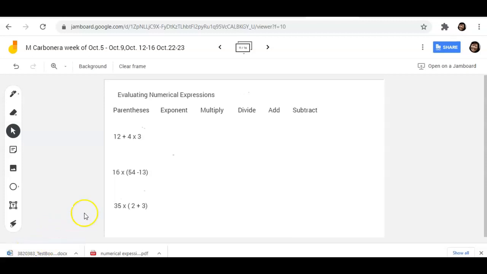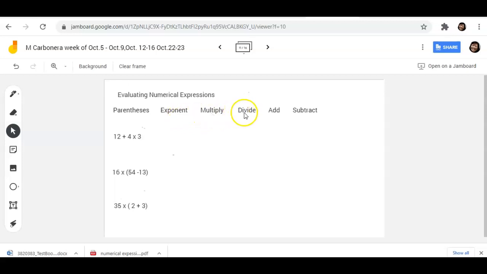I'm going to discuss with you evaluating numerical expressions. In evaluating numerical expressions, we use the rule which says parenthesis, exponent, multiply, divide, add, and subtract. This rule should be followed from left to right. The parentheses should always come first, to be followed by exponent.